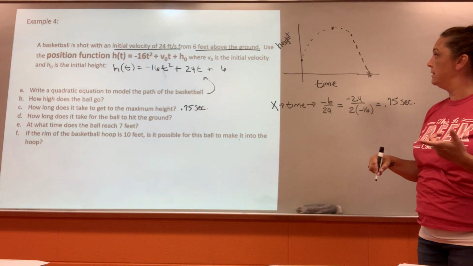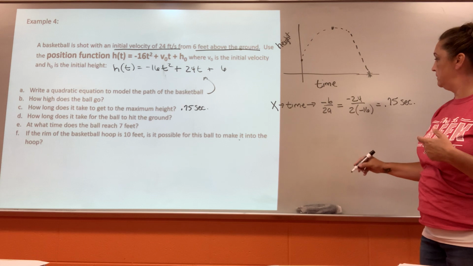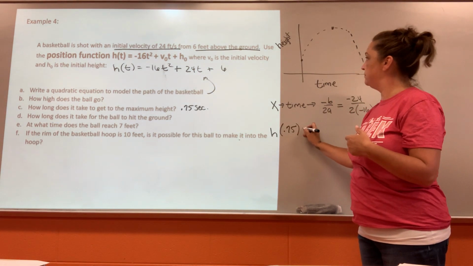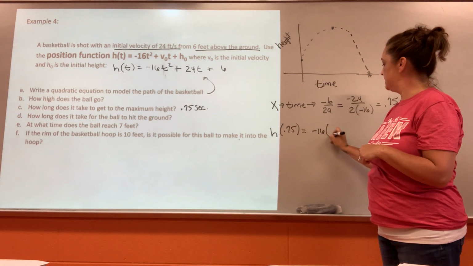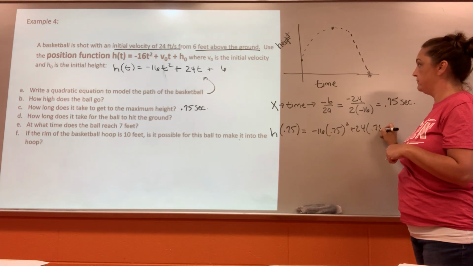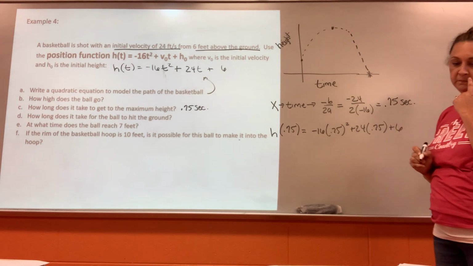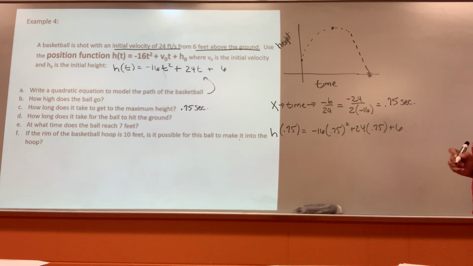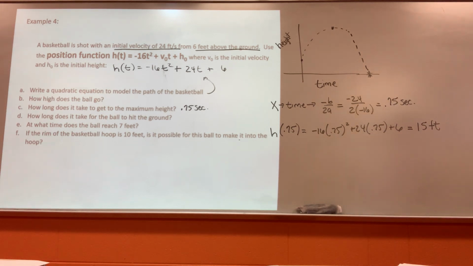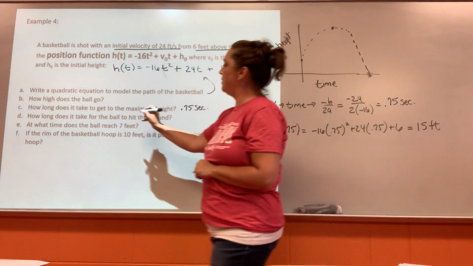Well, so we got to plug it back in, because height is an output. So h of 0.75. Negative 16 times 0.75 squared plus 24 times 0.75 plus 6 should yield 15 feet. So the ball goes 15 feet.